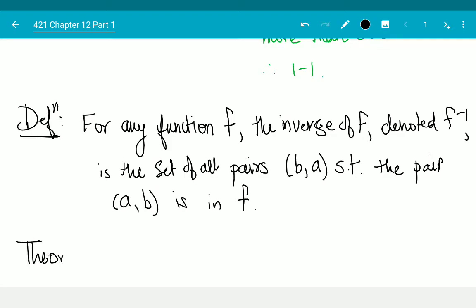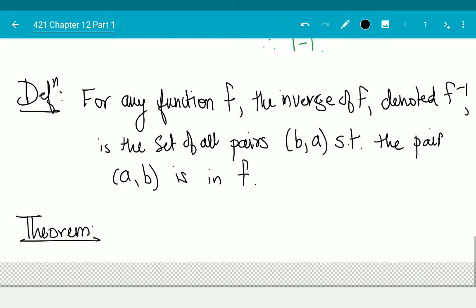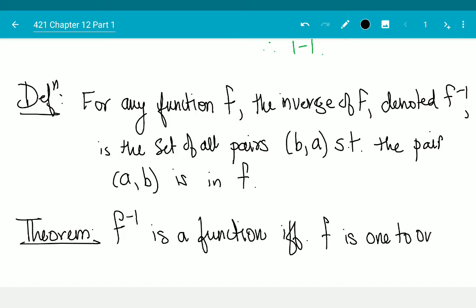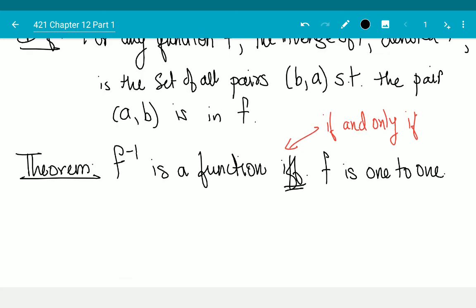Generally, at least. Theorem: f inverse is a function if and only if f is one-to-one. So this is the shorthand way of writing if and only if. I think I have written this in class before, but in case you haven't seen it before, I'm going to define it this time. I will be continuing to use it henceforth.